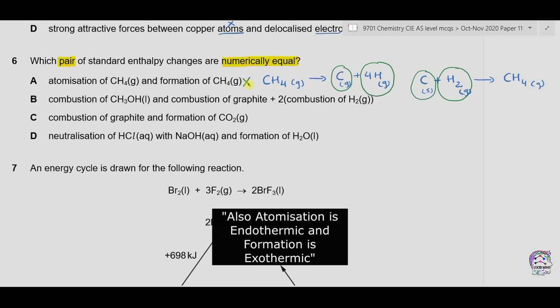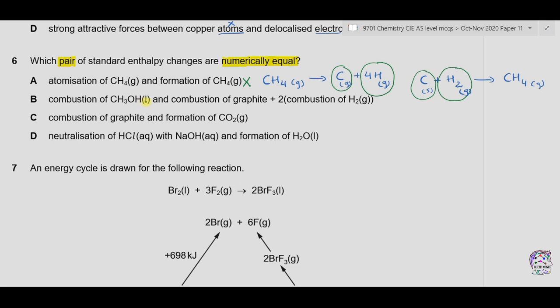This is incorrect. B. Combustion of methanol liquid and combustion of graphite plus 2 into combustion of hydrogen gas. Let's first write the equation for combustion of methanol. We have CH3OH in liquid form. It combusts in the presence of oxygen to form carbon dioxide and water. We can balance this equation by writing 2 with water and 3 by 2 with oxygen. Combustion of graphite will be carbon in the form of graphite plus oxygen. It will form CO2.